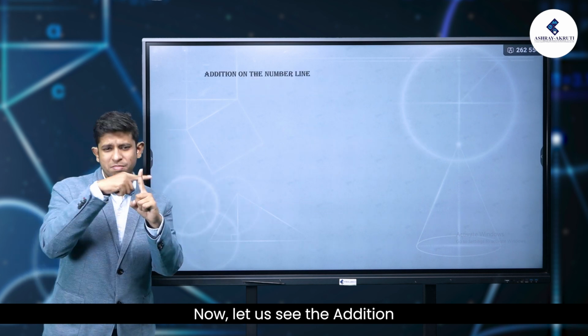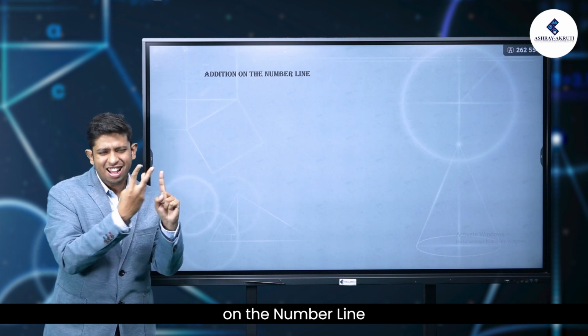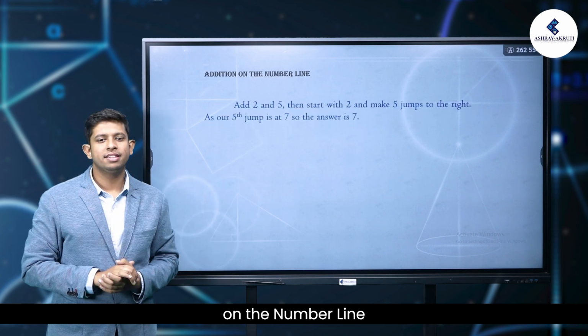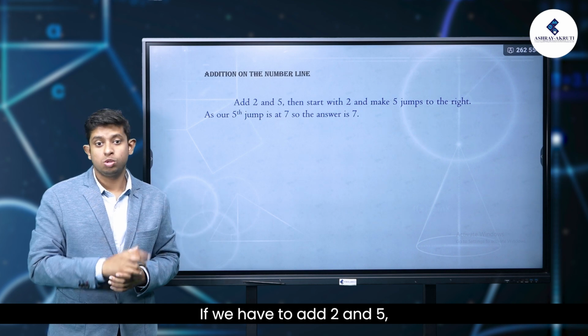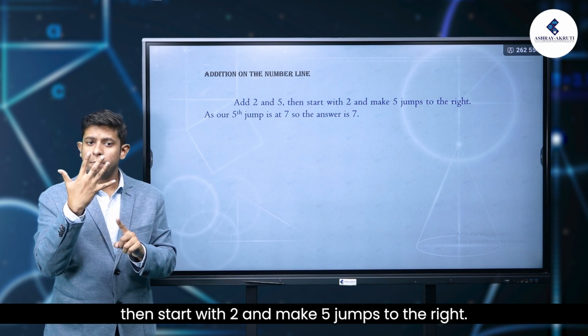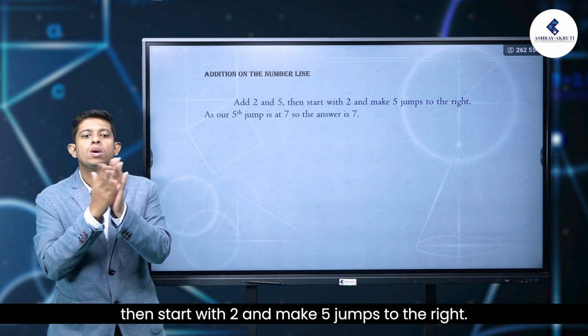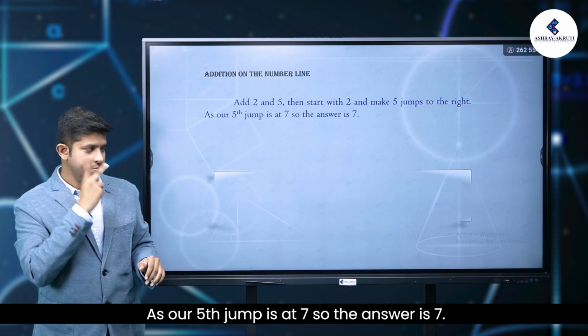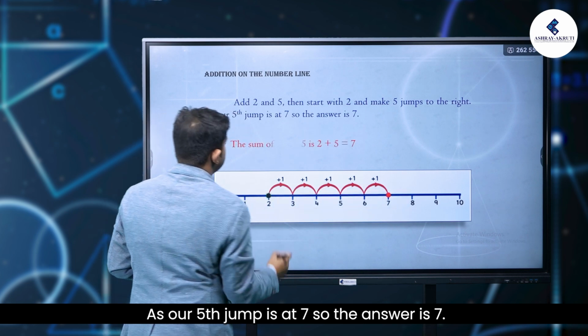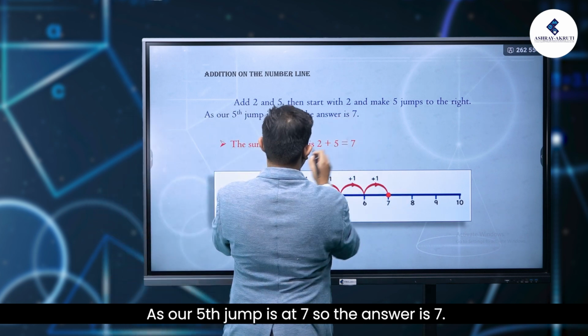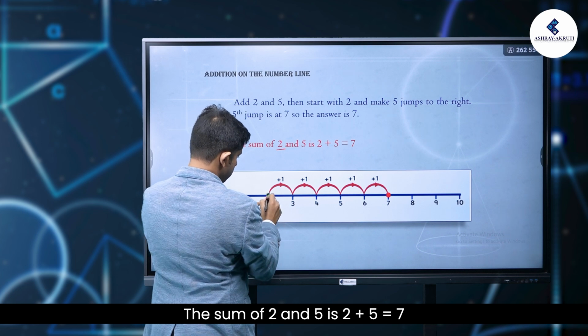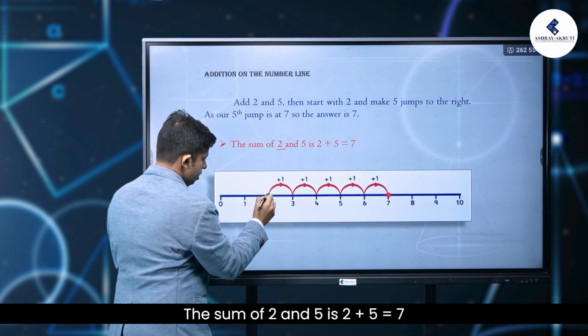Now, let us see addition on the number line. If we have to add 2 and 5, then start with 2 and make 5 jumps to the right. As our fifth jump is at 7, the answer is 7. The sum of 2 and 5, that is 2 plus 5, is equal to 7.